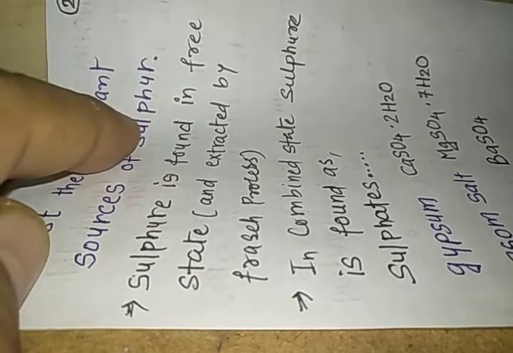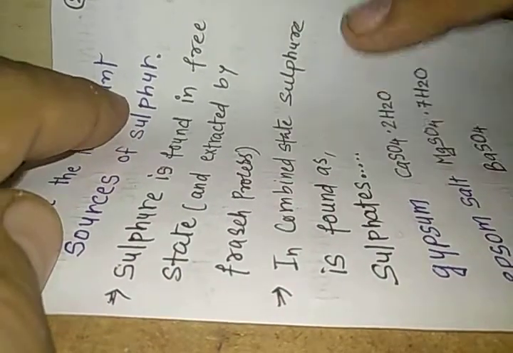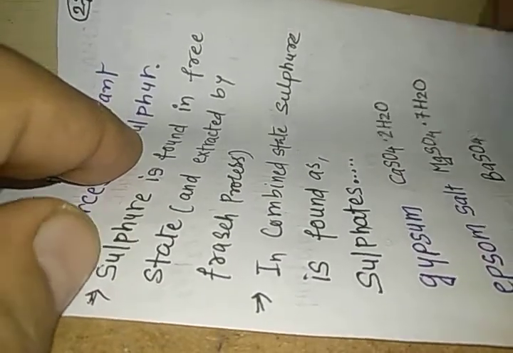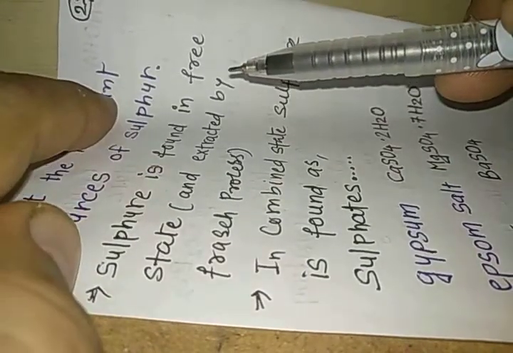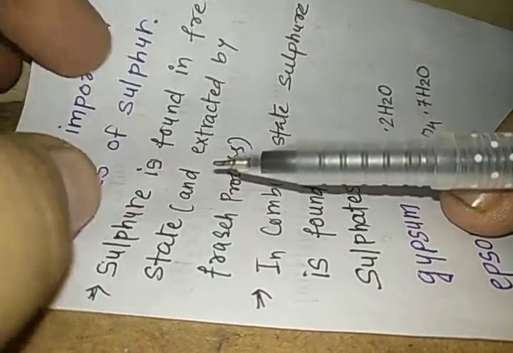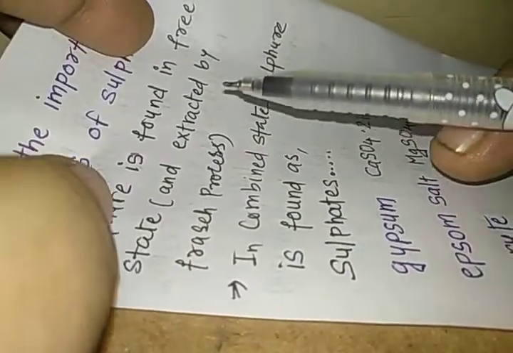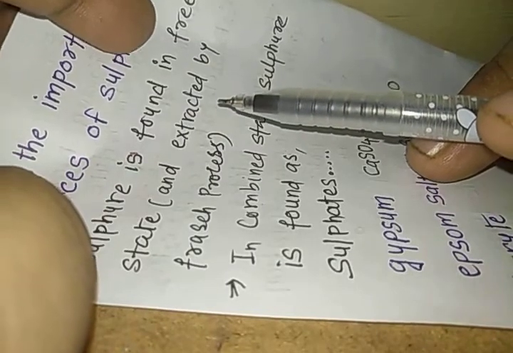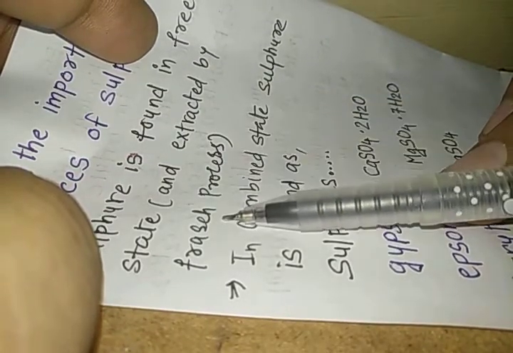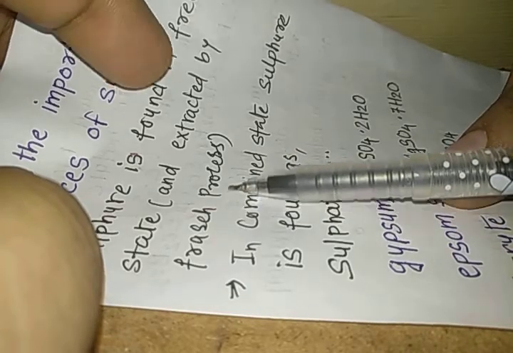Sulfur is found in free state in nature, and this free sulfur is generally found around the volcanoes. This free sulfur is extracted or taken out from the earth's surface by the process which is known as the Frasch process.